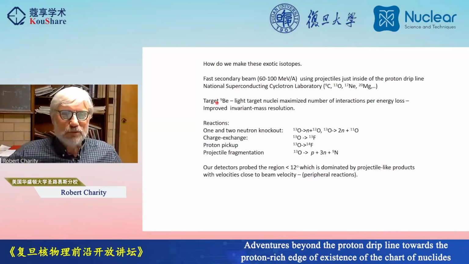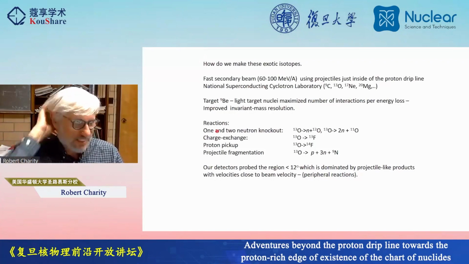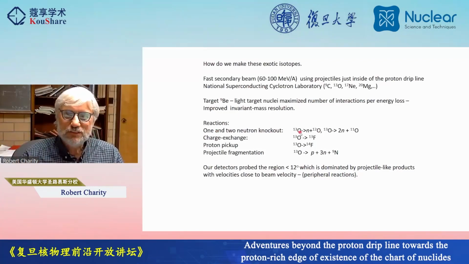And we use beryllium-9. We don't want to deal with a gas target like helium or hydrogen. Reactions we use: if we just knock out a neutron from the projectile, and I'll show some examples for the oxygen-13 projectile, knock out a neutron, you make oxygen-12. So you just cross the proton drip line and you get to the next isotope of oxygen. Then you can knock out multiple neutrons, for instance, to make oxygen-11.